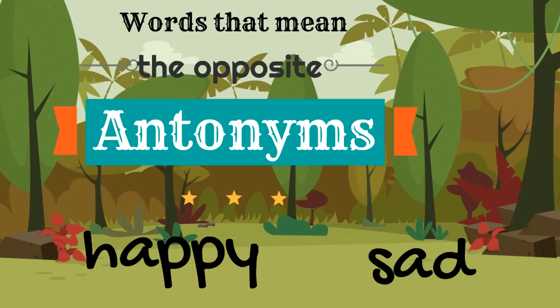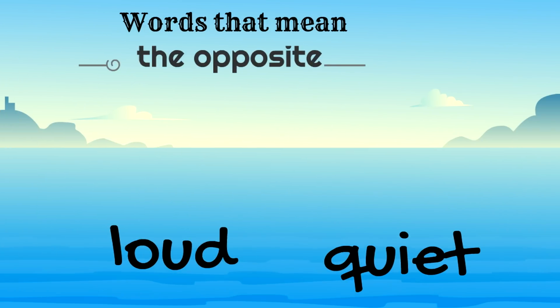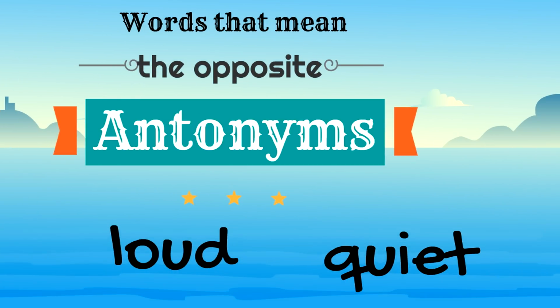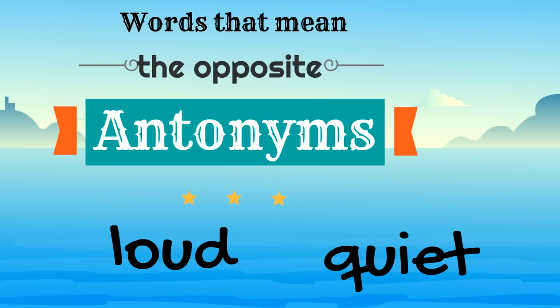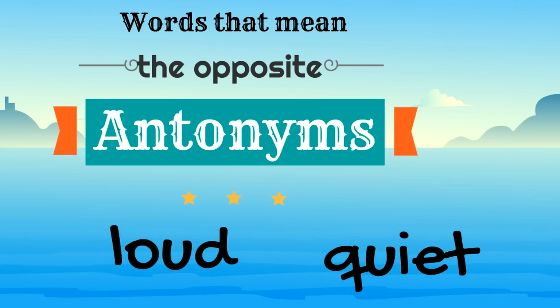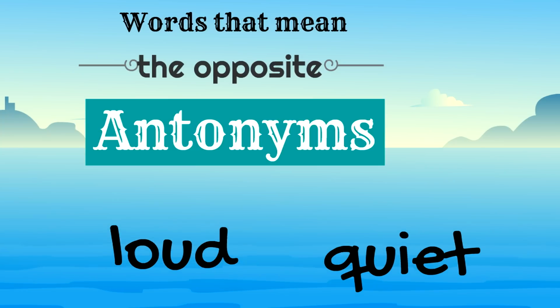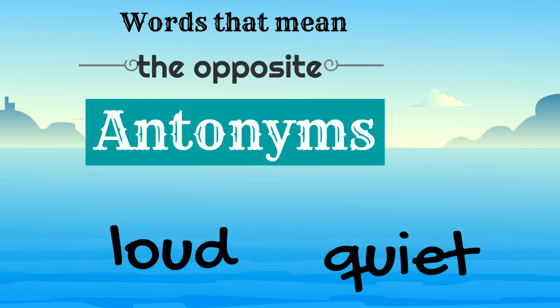Here's an example of antonyms: happy and sad. These two words mean the opposite thing. That makes these antonyms. They're antonyms. Words that mean the opposite are antonyms, like loud and quiet. Loud is loud, but quiet is like a whisper. Loud and quiet are antonyms.